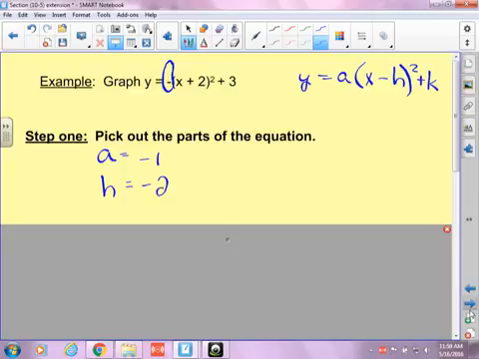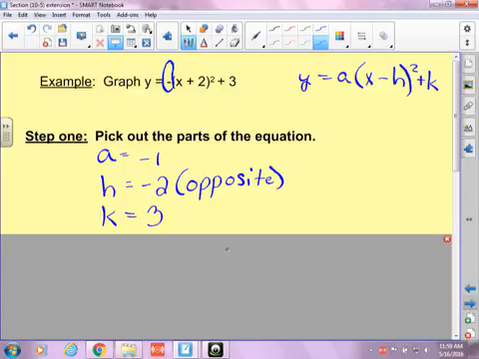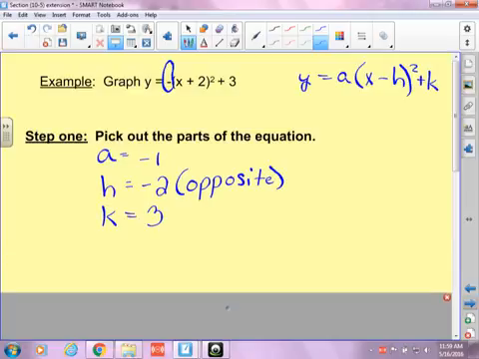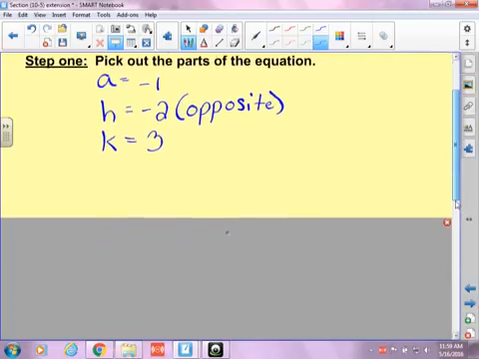And when you think of it, I think of it as the opposite of what's there. So if it has a +2, it's actually -2. That's correct. If it's a -2, then it's a +2. Okay, so think of it as the opposite. And then k is 3. So I'm just taking stuff out of the equation, and notice that it's not very difficult.